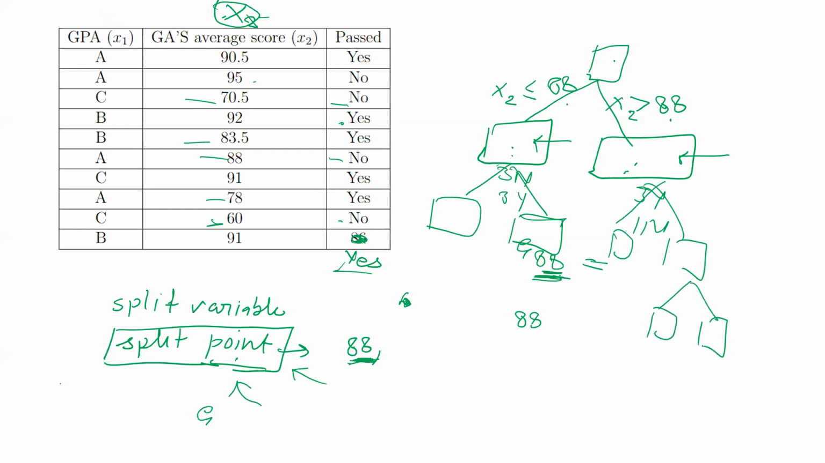Okay, any question here? How to build a classification tree? It should be okay. We have covered classification tree for both categorical variable and numerical variable.